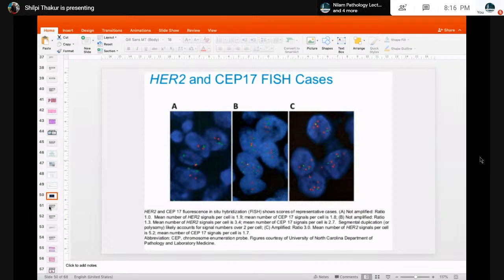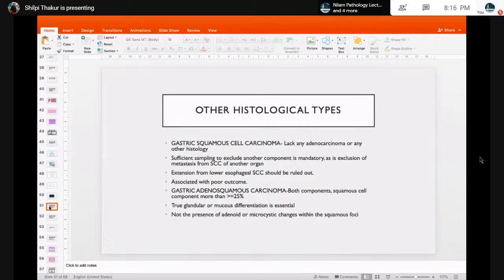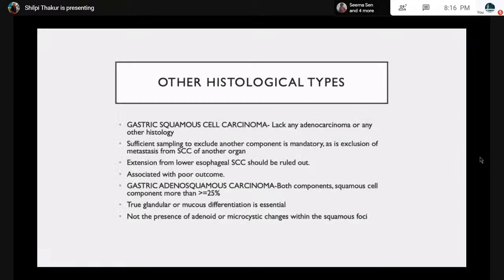So this is how it is determined by FISH. Now we come to the other histological type, the gastric squamous cell carcinoma, and it should lack any adenocarcinoma component. So it's just a repetition of what I've already said, and it is associated with a poor outcome.